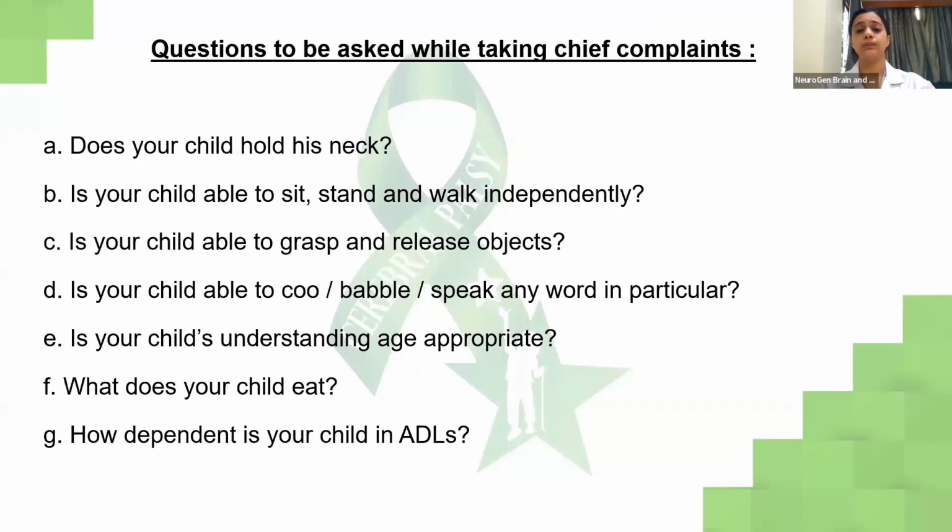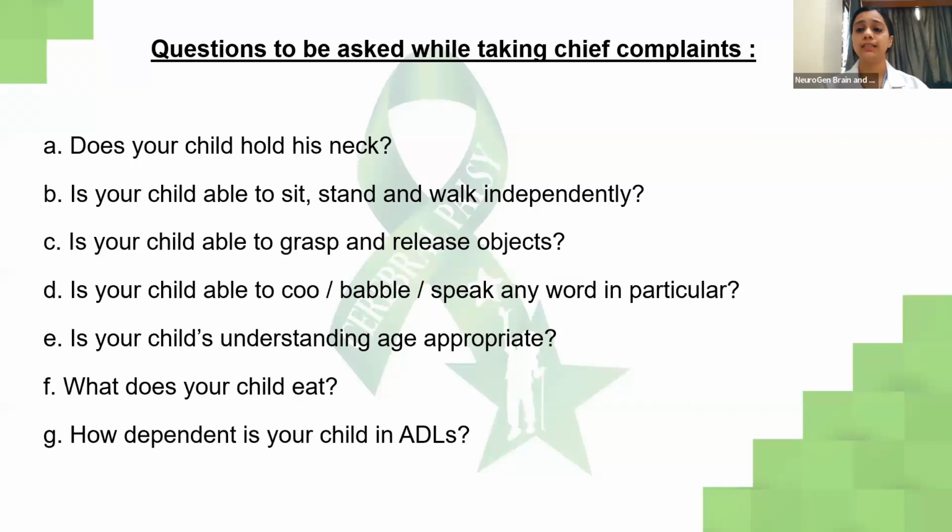There are certain questions which we can ask while we ask the mother about the complaints. Is your child able to hold his or her neck? Is your child able to sit, stand, and walk independently? Does the child grasp and release objects? Does the child coo or babble or speak any word in particular? What does the child eat? Meaning, what type of consistency or food the child eats. Does he eat liquid consistency, semi-solids, or solid consistency?